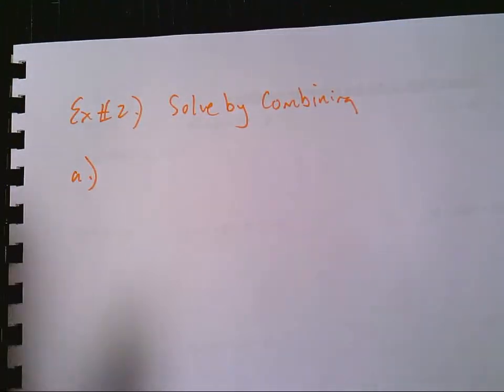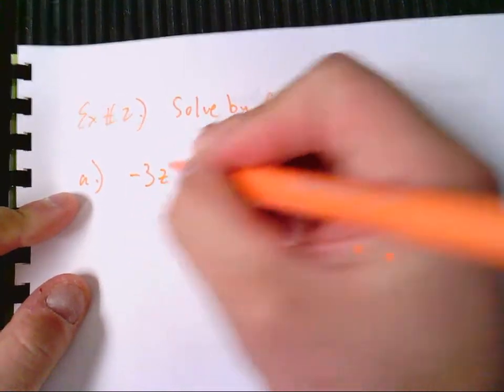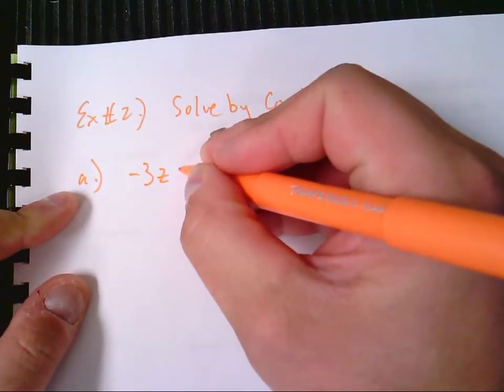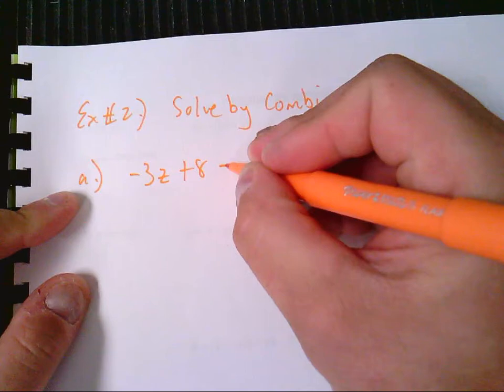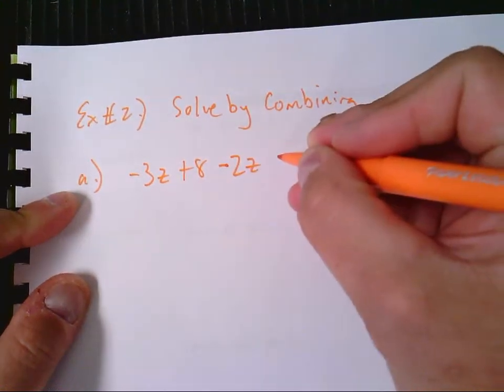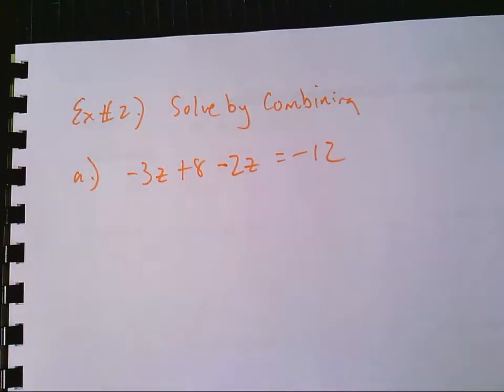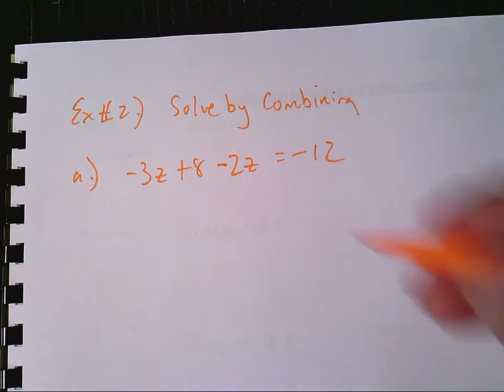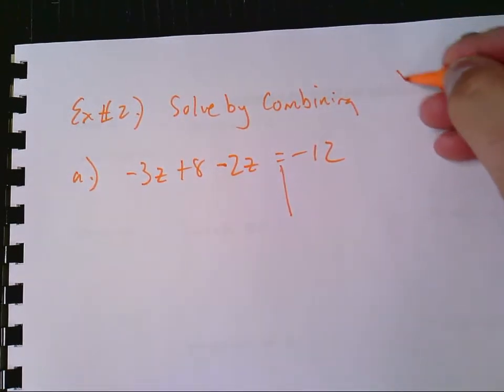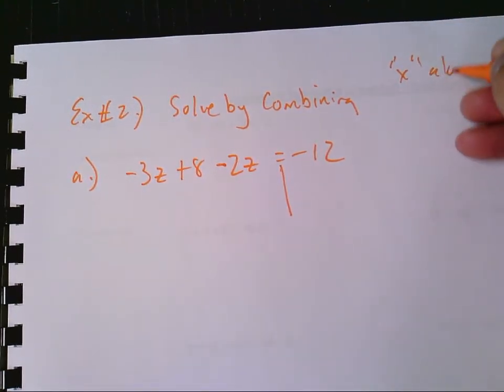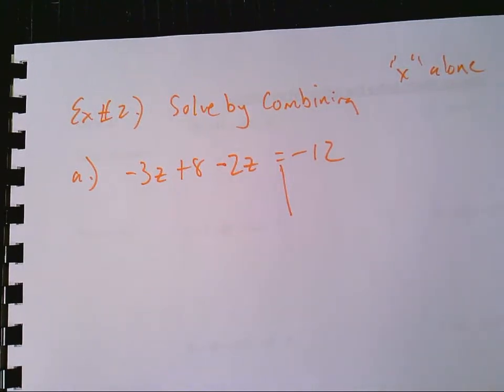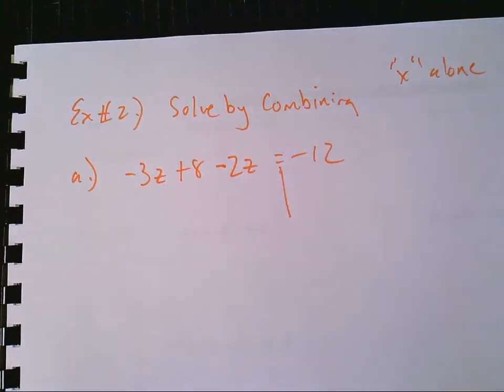A is negative 3z plus 8 minus 2z equals negative 12. I did throw some negatives in there. Keep in mind, you're trying to get x alone. When there's one x, it's fairly clear. But when there's more than one x, and I put x in quotations because it could be any letter, in this case it's actually z.